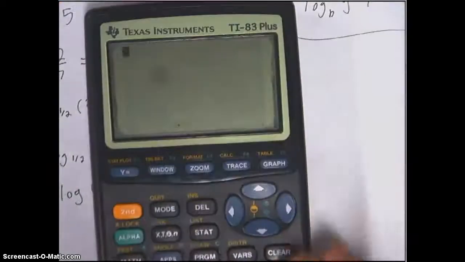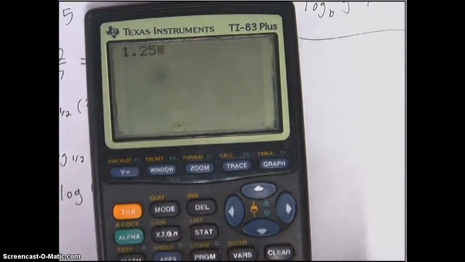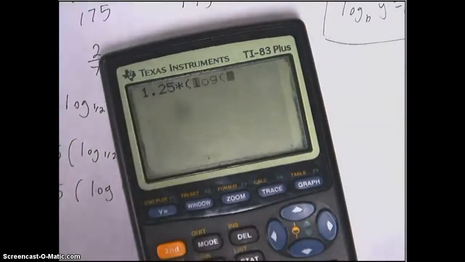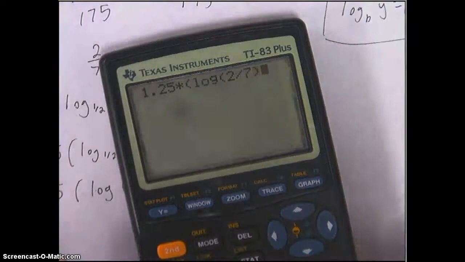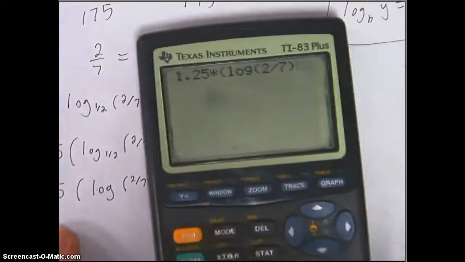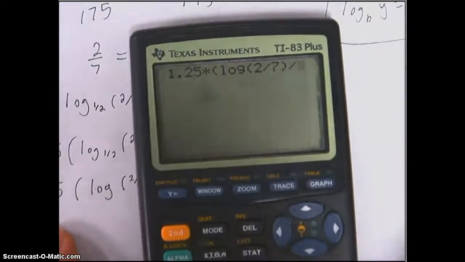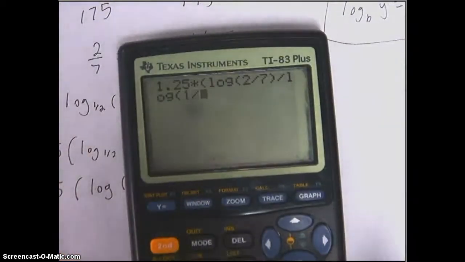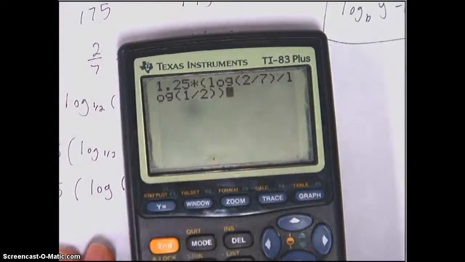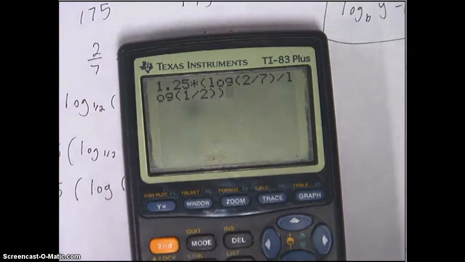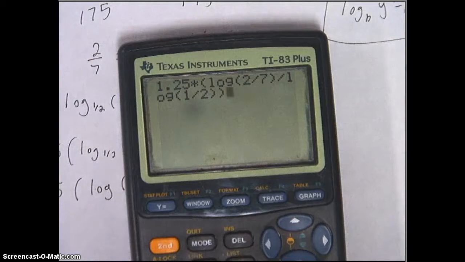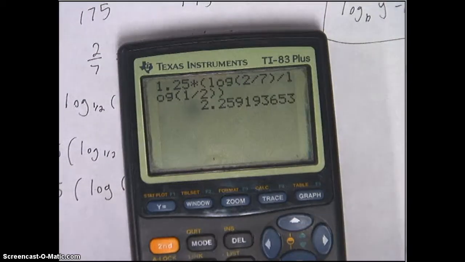So we've got 1.25 times log of 2/7, close the parentheses, divided by log of 1/2, double close the parentheses. So be very careful with your parentheses when you're typing this in the calculator, otherwise you'll get the wrong answer. But when I hit enter, I get a number that's pretty close to 2.26.